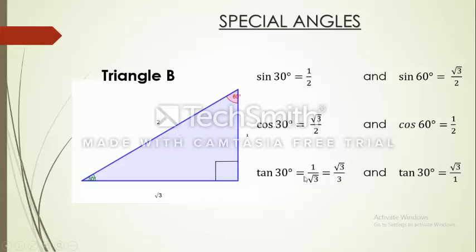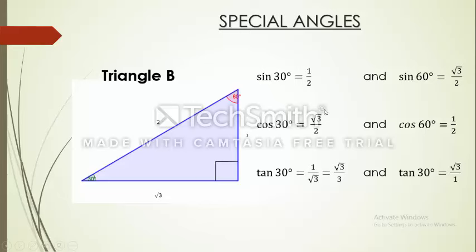Tan 30 is equal to 1 over square root of 3, which is the opposite over the adjacent. Sin 60 is equal to square root of 3 over 2, which is the opposite over the hypotenuse. Cos 60 is equal to 1 over 2, which is the adjacent over the hypotenuse. And tan 60 is square root of 3 over 1, which is the opposite over the adjacent.